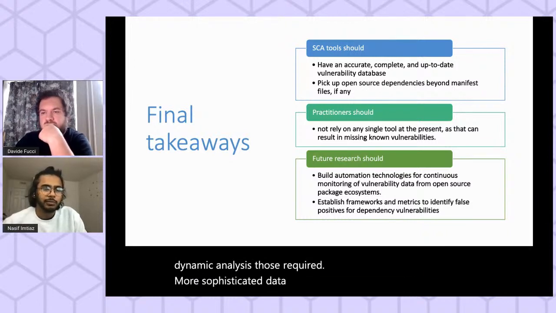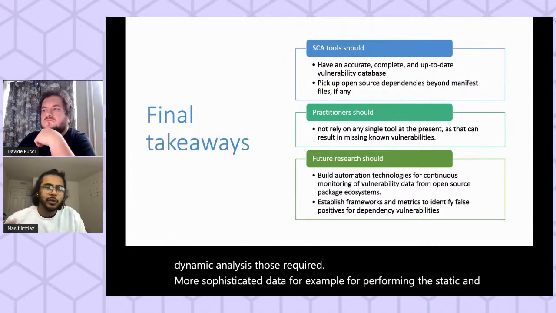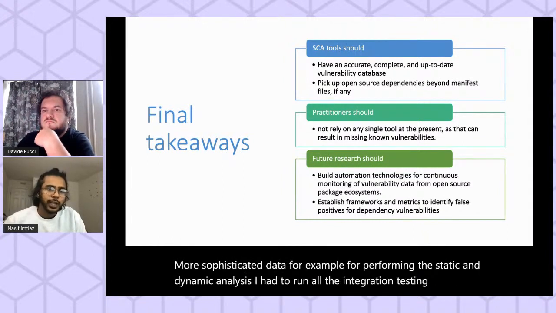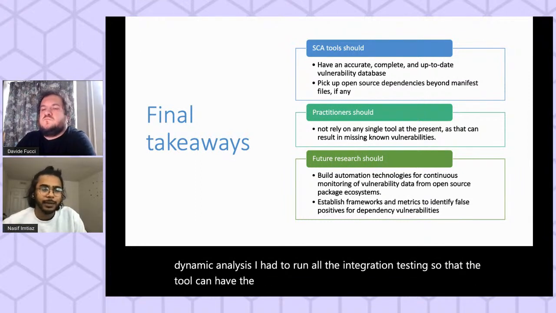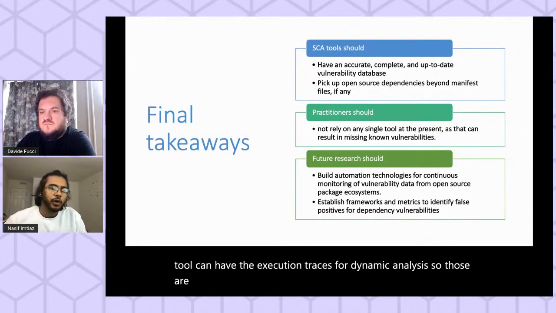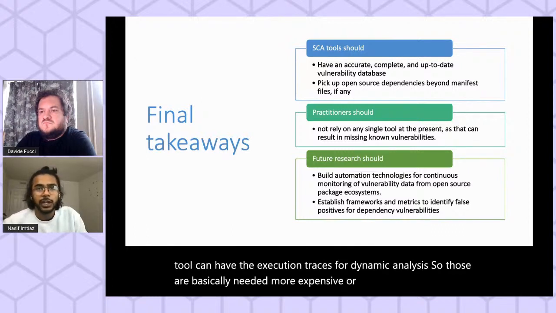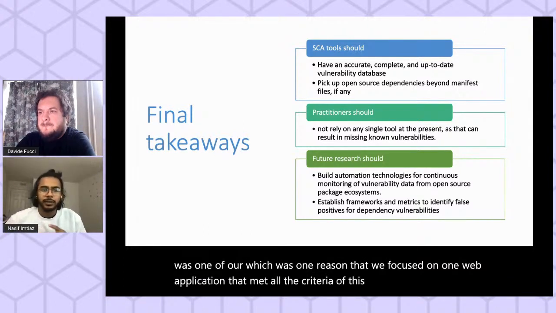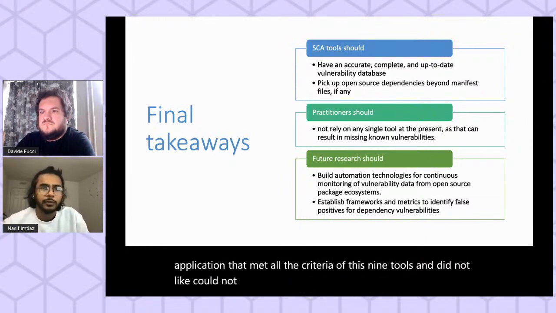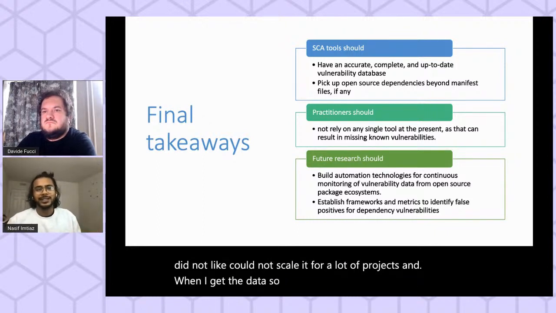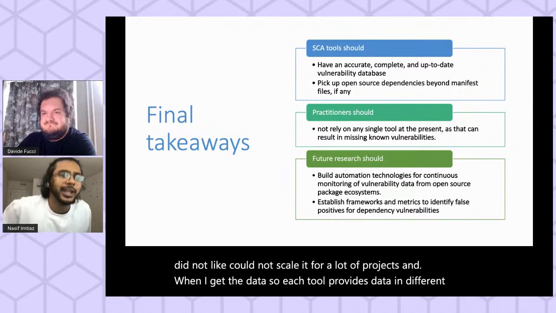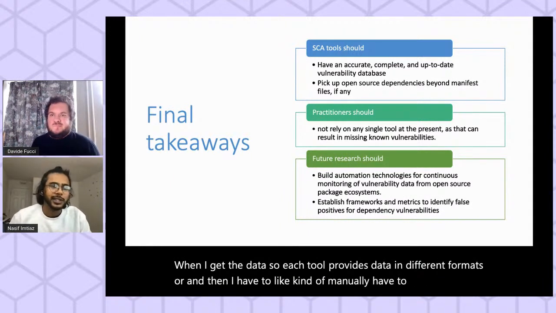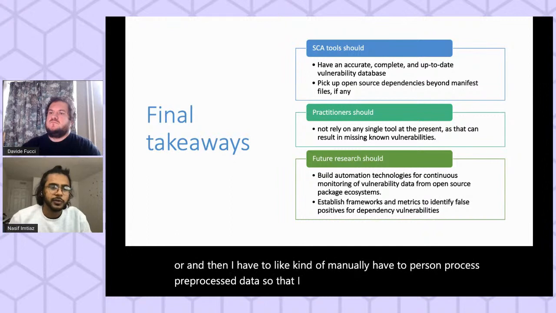For example, for performing the static and dynamic analysis, I had to run all the integration testing so that the tool could have the execution traces for dynamic analysis. So those basically needed a more expensive or heavy setup, which was one reason that we focused on one web application that met all the criteria of these 9 tools, and could not scale it for a lot of projects. And when I get the data, each tool provides data in different formats, so I have to manually parse and pre-process the data so that I can compare across the tools.